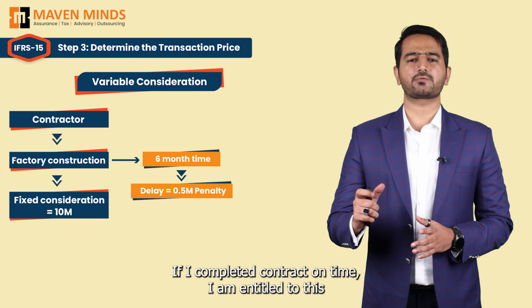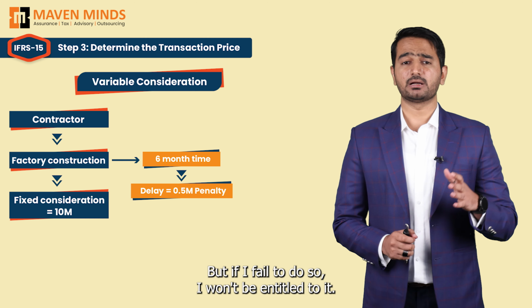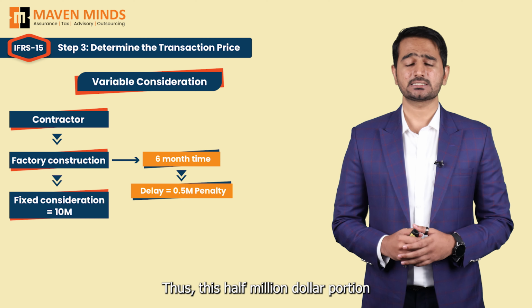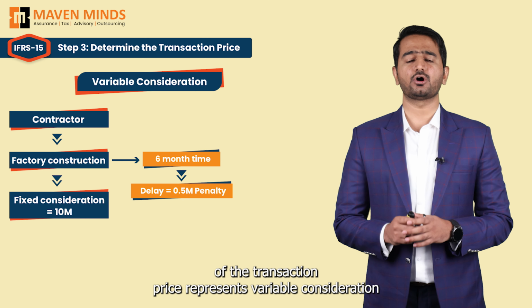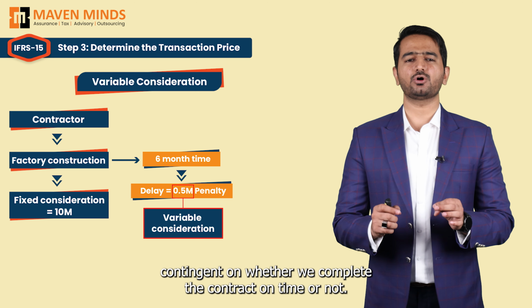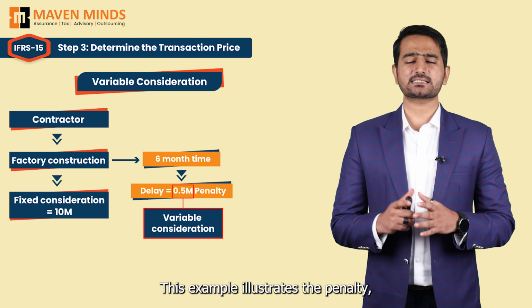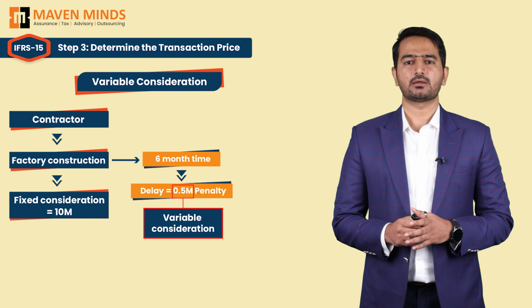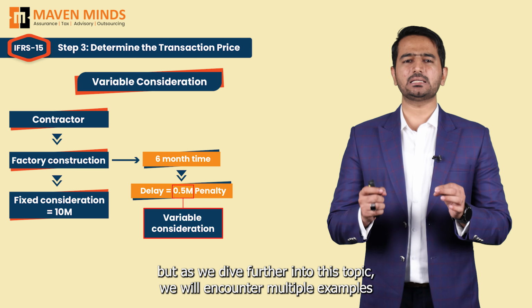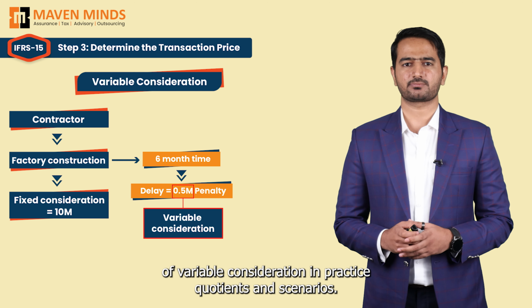If I complete the contract on time, I am entitled to this $500,000. But if I fail to do so, I won't be entitled to it. Thus, this $500,000 portion of the transaction price represents variable consideration, contingent on whether we complete the contract on time or not. This example illustrates a penalty, but as we dive further into this topic, we will encounter multiple examples of variable consideration in practice questions and scenarios.